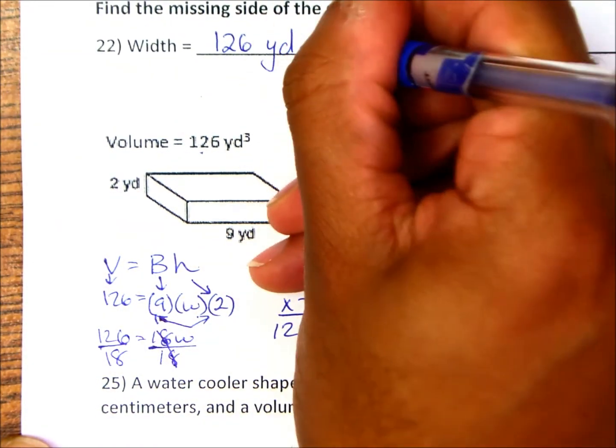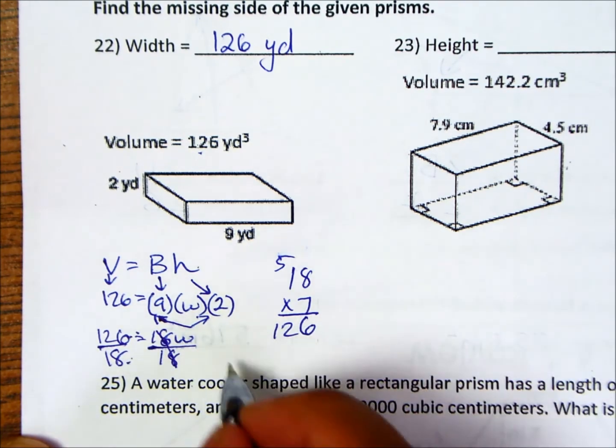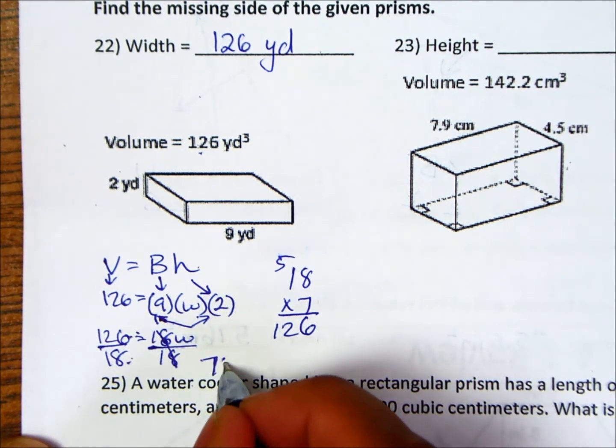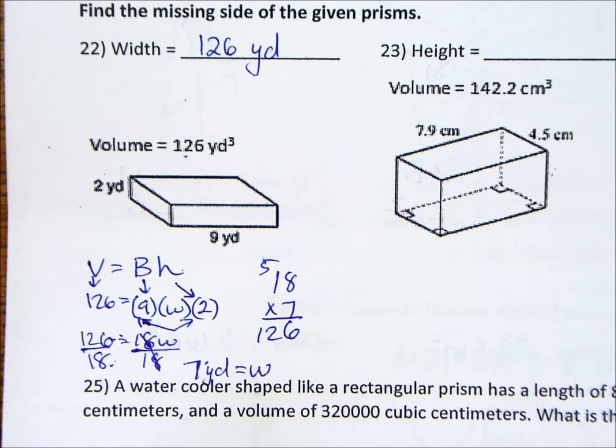126 yards is that missing width. 126 divided by 18, it's 7. That's 7 yards is equal to your width. Work it out just like a one-step equation.